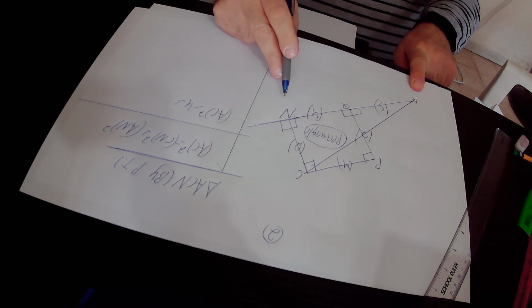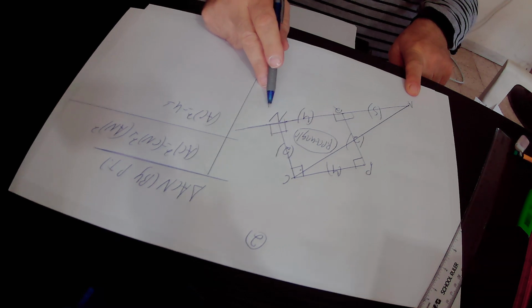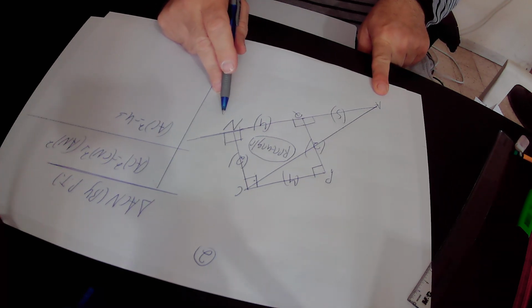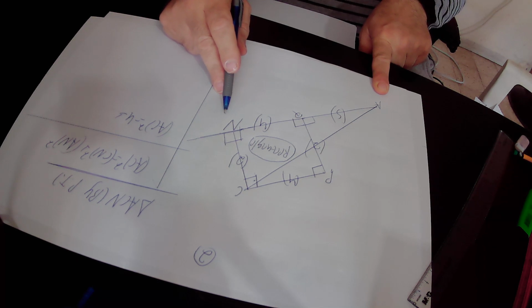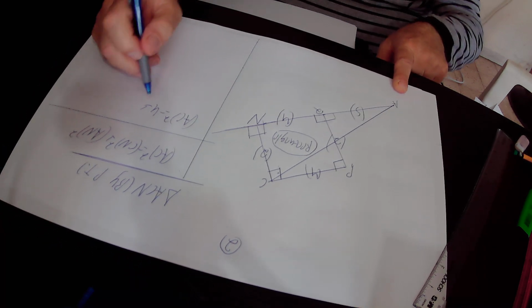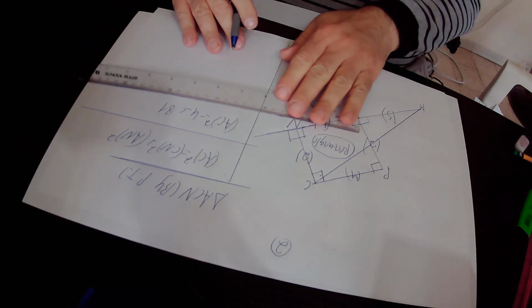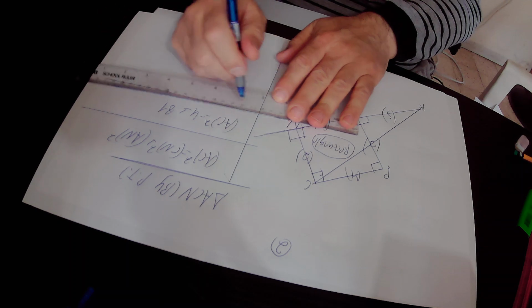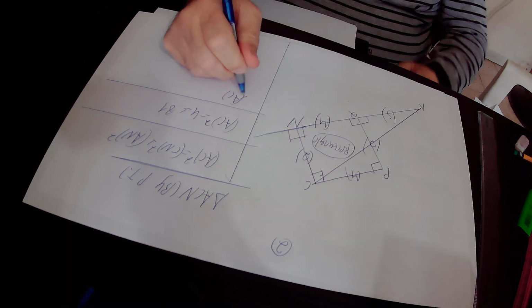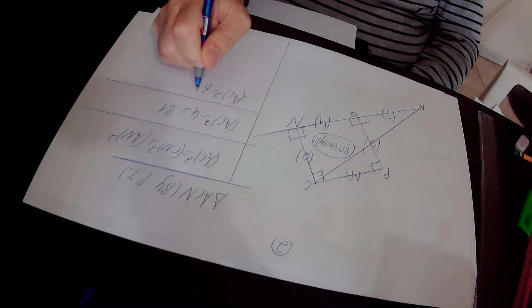AN in total equals 5 plus 4, that is 9. So AN is 9, therefore AN square is 9 squared, that is 81. So in total we found out that AC square equals 4 plus 81, that is 85. So AC square equals 85.